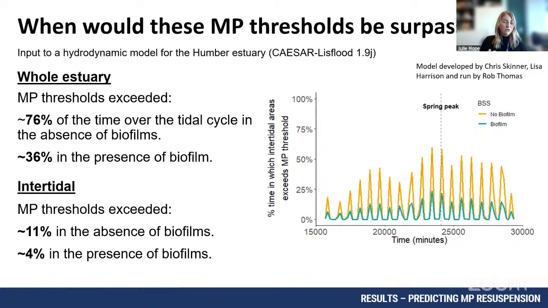When we reduce that to just the intertidal area of the estuary, we can see that the plastic thresholds were exceeded about 11% of the time when there was no biofilm present. But again, that was substantially reduced to 4% of the time when we have biofilm present.